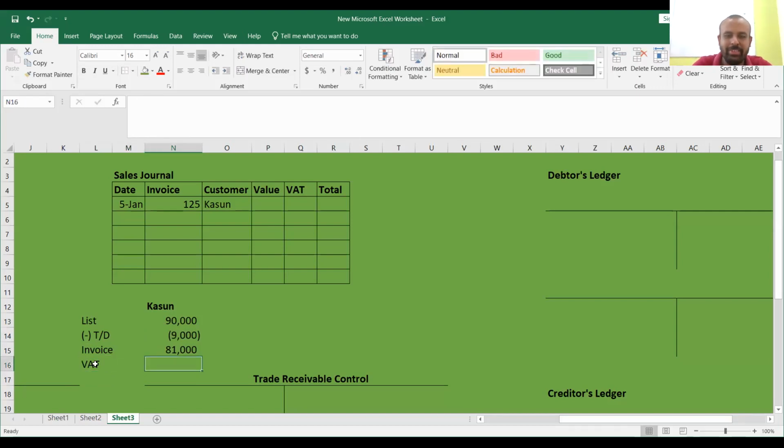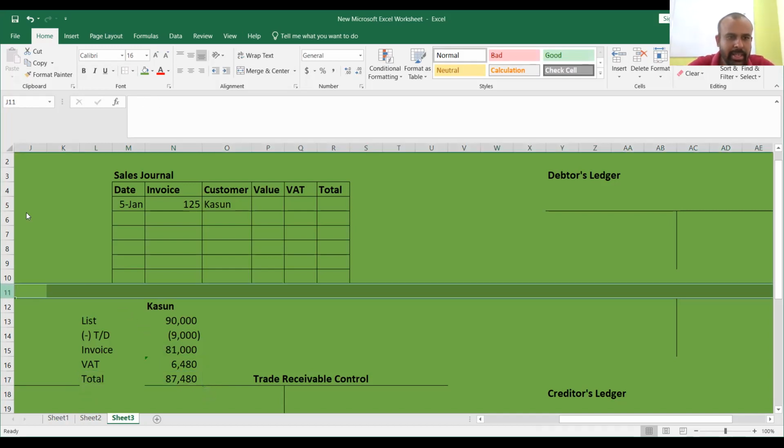Then only you charge the value added tax. VAT percentage is 8%. Then you add the 8% there, and then you get the total amount, value together with the value added tax. 81,000 plus this, it's 87,480. That is rupees 87,480, right? 87,480. Okay.